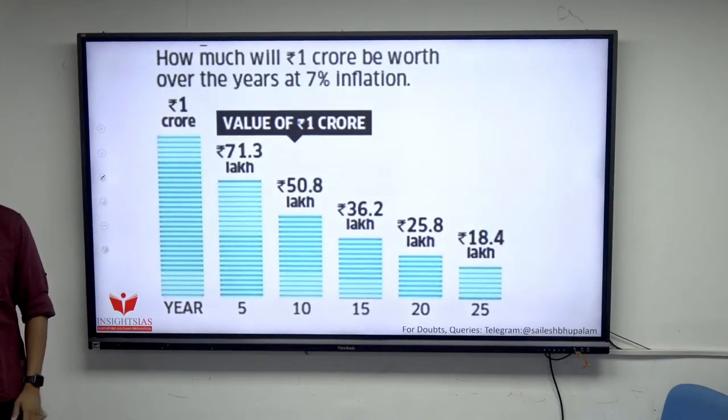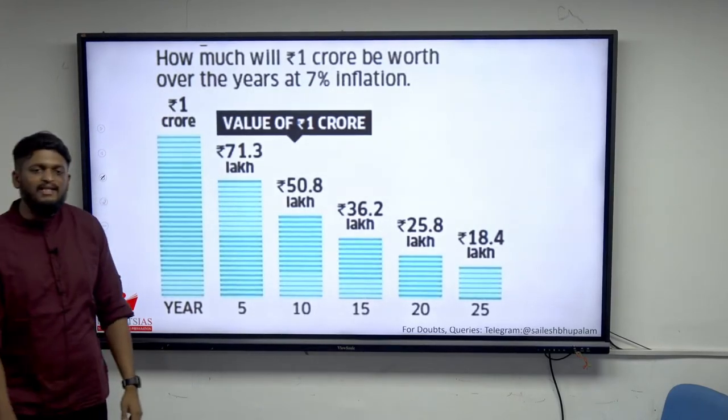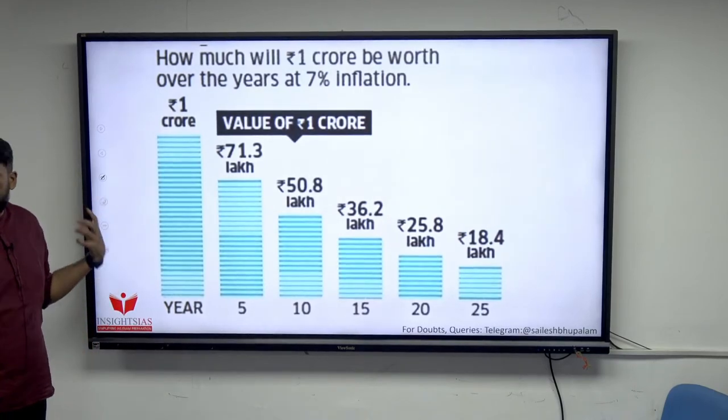So what is the conceptual meaning of inflation? When we say general price level is increasing, it also means the value of our money is reducing.